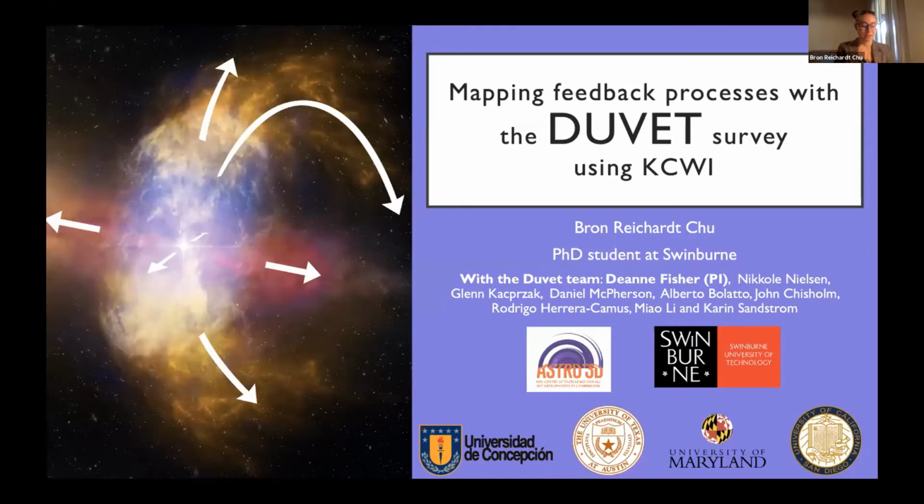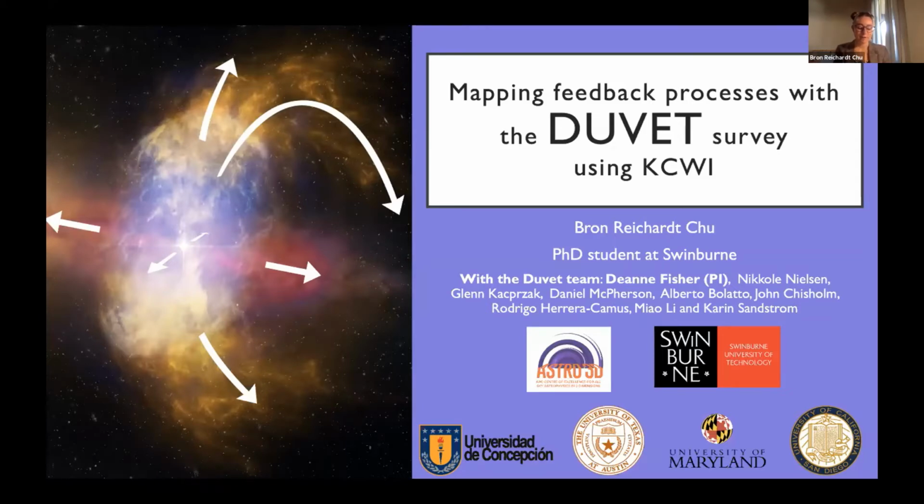Okay, so the DUVET team have been using KCWI to investigate star formation feedback in starbursting galaxies. Feedback is a major part of the star formation process. So we know from observations that energy from supernovae and from young massive stars gives the surrounding gas turbulence, which affects future star formation. We also know that simulations can't actually reproduce basic properties of galaxies without including feedback. But we don't understand the details of how feedback works or the driving mechanisms behind it.